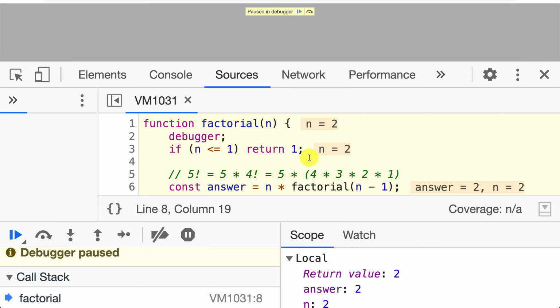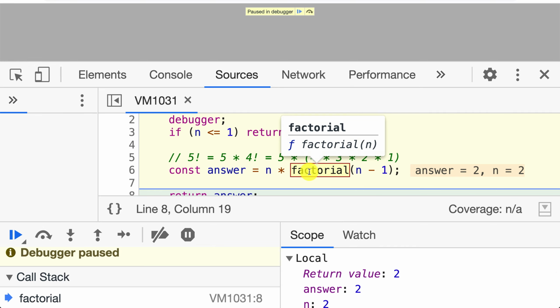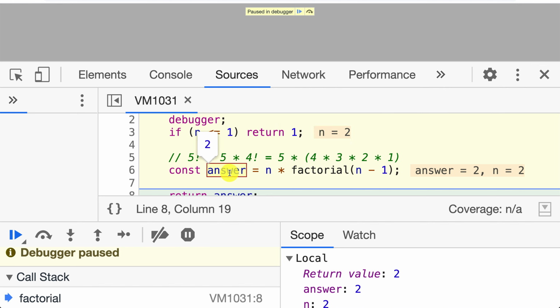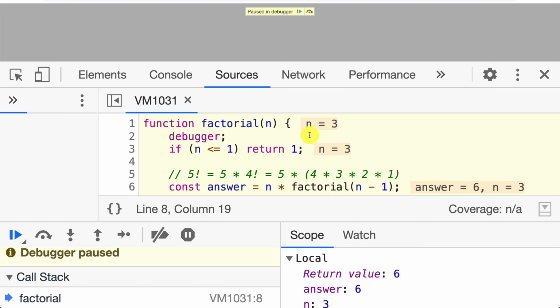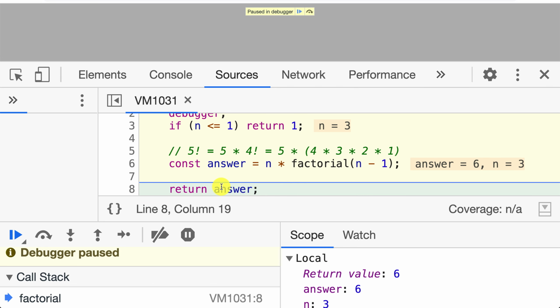And now we're back in the previous function, where n was 2. So n is 2, and factorial of n minus 1 is 1. So now we have the answer for this step as 2. We return that, and now we're back to the function where n was 3. So n is 3, factorial of n minus 1 is 2, then the answer is 6. And then we return that up again.